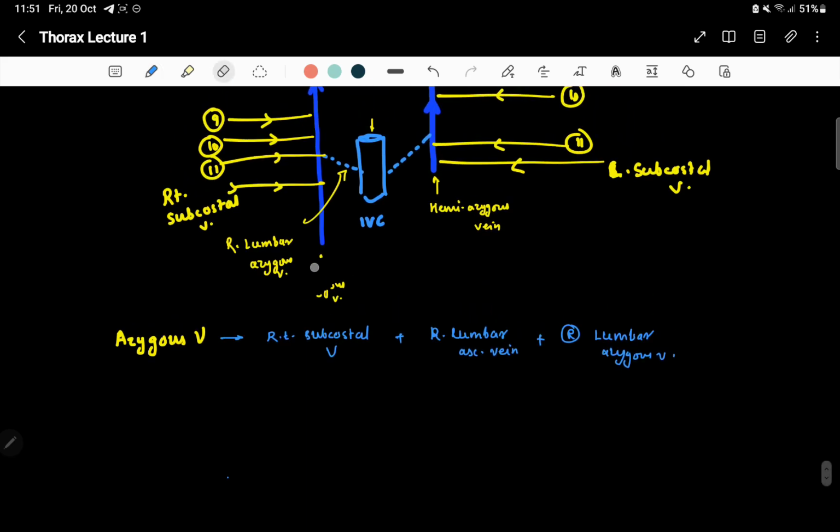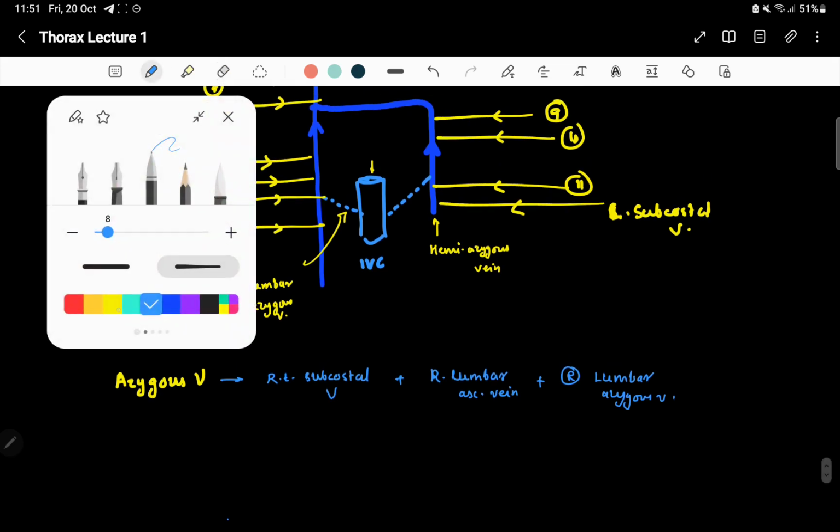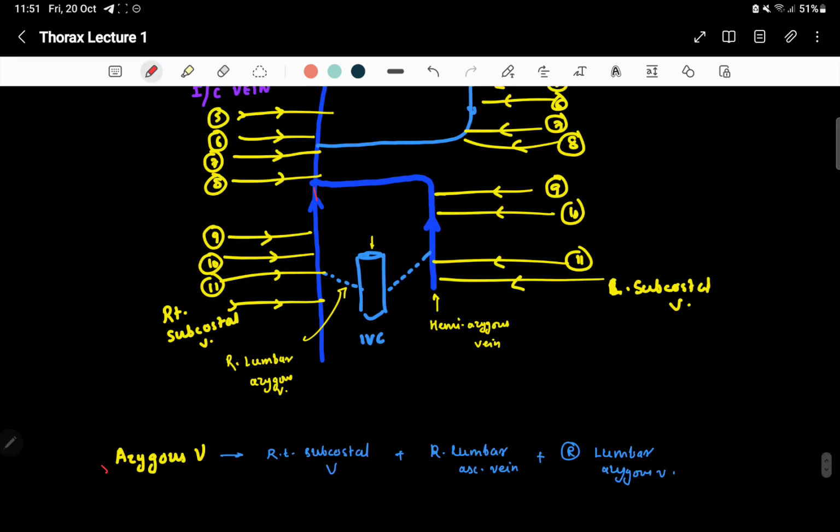So here is a problem here. This is not your azygous vein. Let me mark the azygous vein here. This is your azygous vein. Okay, I had marked the wrong vein as the azygous vein. This is your azygous vein.